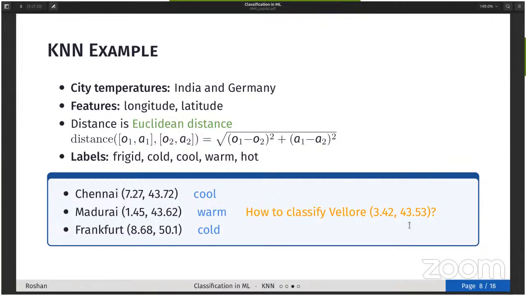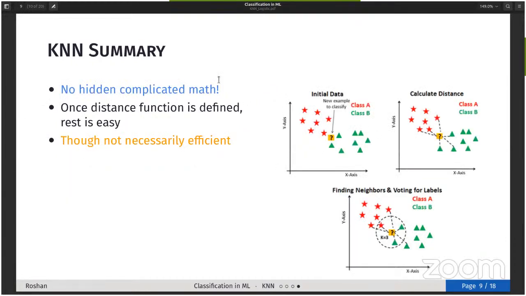I'm not doing any calculations. Just by looking at it, I can say this point might be closer to Madurai. So I predict the climate will be warm. This is how KNN works in general. Here you only have two features, but in an actual real-life data set, you might have hundreds or even thousands of features.